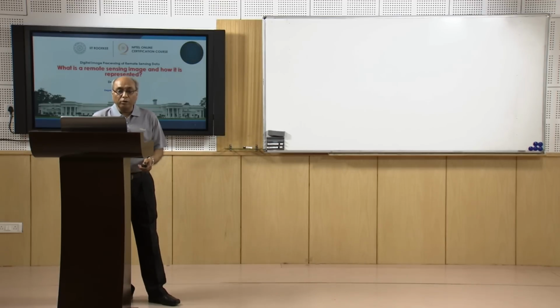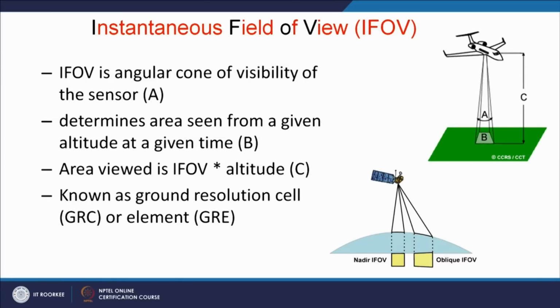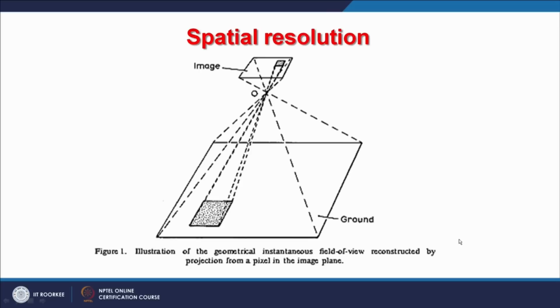So it's an angular cone of visibility of the sensor, which determines the area seen from a given altitude by an aircraft or a sensor. This IFOV depends on altitude and on where you are looking. If it is nadir viewing, then the angle in both cases might be the same, but the pixel size here is smaller as compared to oblique IFOV. So this is a further illustration on the IFOV or field of view.